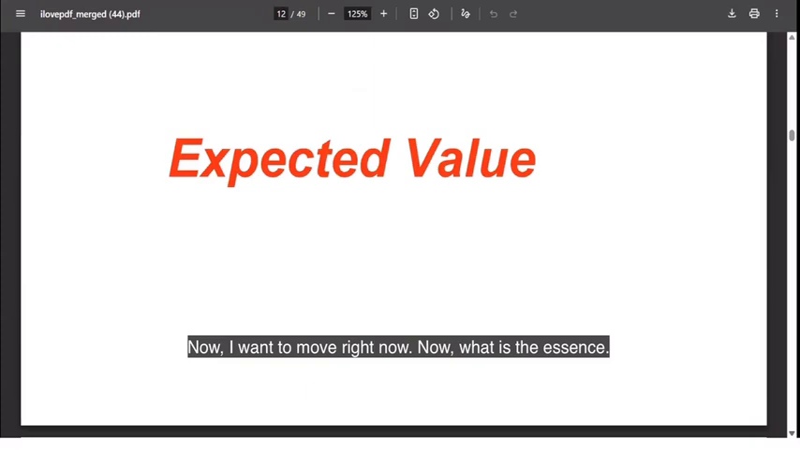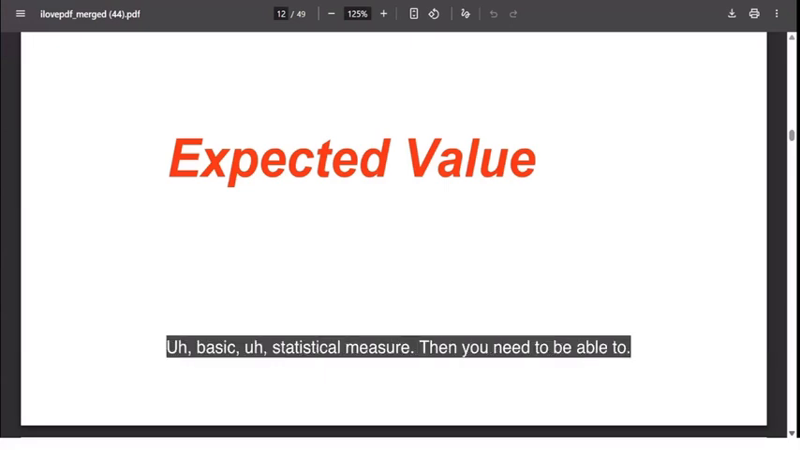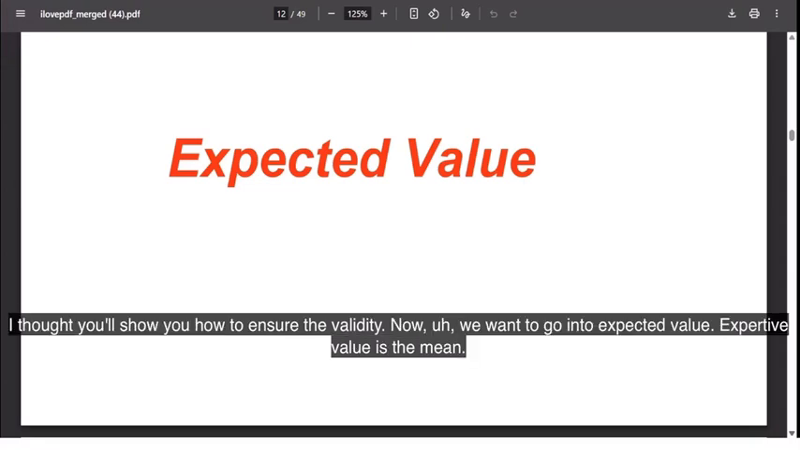Now, what is the essence of having a probability distribution function in place? The essence is so that we will be able to recover basic statistical measures, like mean, variance, standard deviation, and so on. But the implication is that before you can get a reasonable basic statistical measure, you need to be able to ensure the validity of your probability function. I just showed you how to ensure the validity.